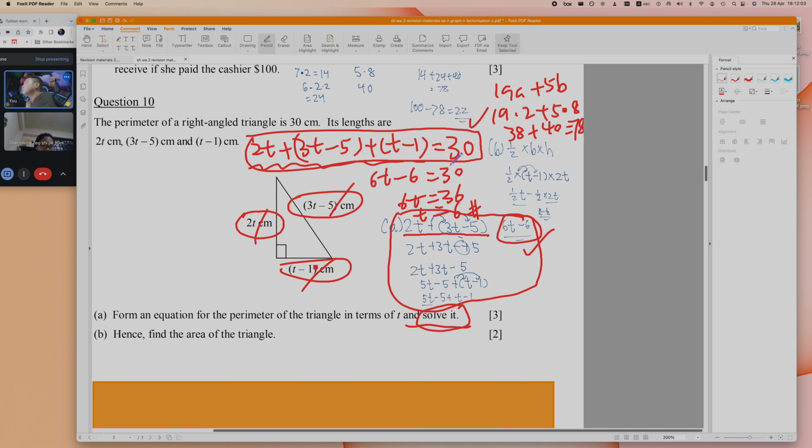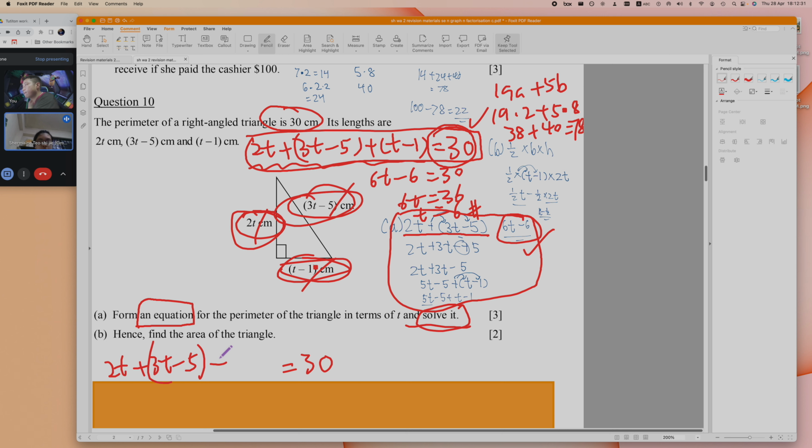Do you know why it goes to 30 here? Okay, first thing first, they ask you to form an equation, right? So for an equation, what do you need to have? Equal sign. Okay? So the parameter given by the question is 30, so you write 30 here. So what is the parameter using the t? This one. So that's why you need to form an equation like this. Are you clear? Okay.